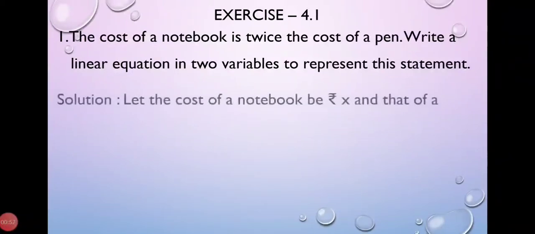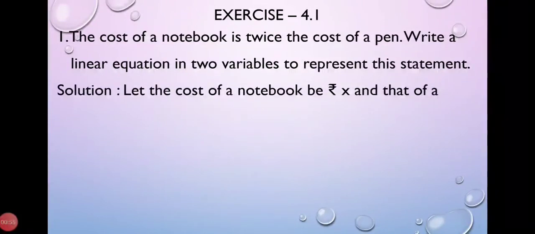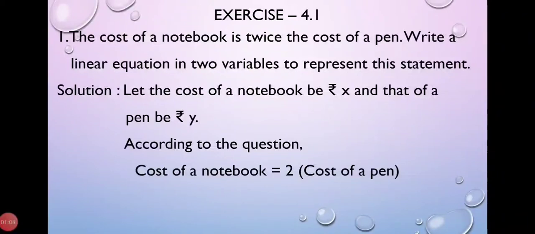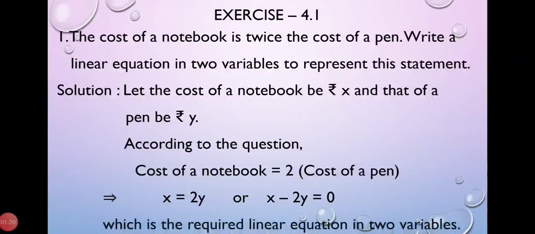So for solution, let the cost of a notebook be rupees X and that of a pen be rupees Y. Therefore, according to the question, the cost of a notebook is 2 times the cost of a pen. Now, cost of notebook is rupees X and cost of pen is rupees Y. So, we put the value. So, we get X equal to 2Y or X minus 2Y equal to 0, which is the required linear equation in two variables. Next, question number 2.